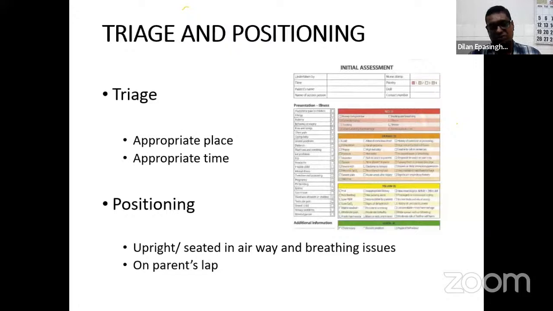Then the positioning. Positioning is very important. Usually we keep the upright position, seated position in airway and breathing issues. The best place is parents' lap. So ask parents to keep the baby in their lap and give oxygen and manage them.